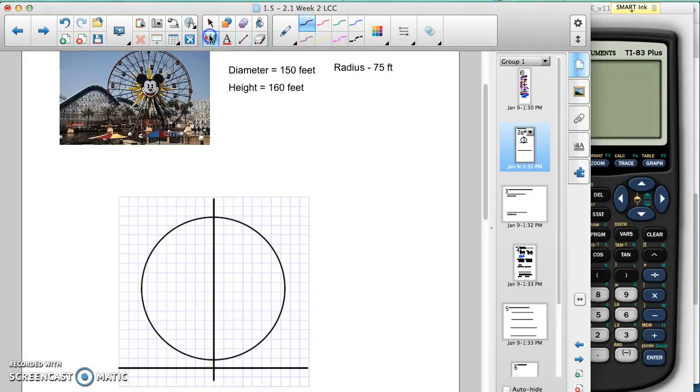So the equation that we're going to use is for a circle, so it's going to be x minus h squared plus y minus k squared equals r squared. So that's going to be our equation of the circle. We have the radius is 75, so that means we know this number right here.